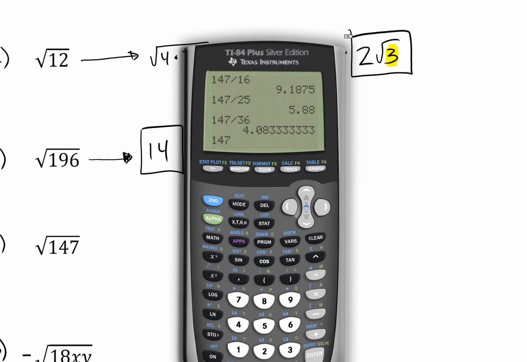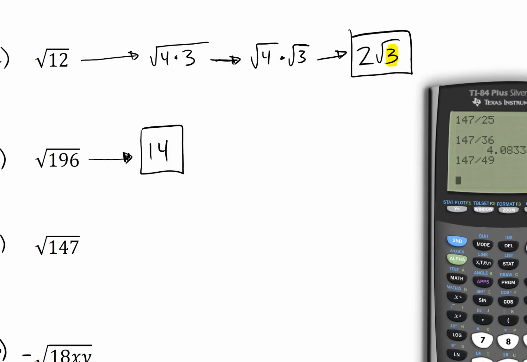147 divided by 49. That's what? There we go. Wow, I thought all hope was lost, but it turns out it's divisible by the number 49. 49 is a perfect square, so I can rewrite this as the square root of 49 times 3. 49 times 3 is root 147.